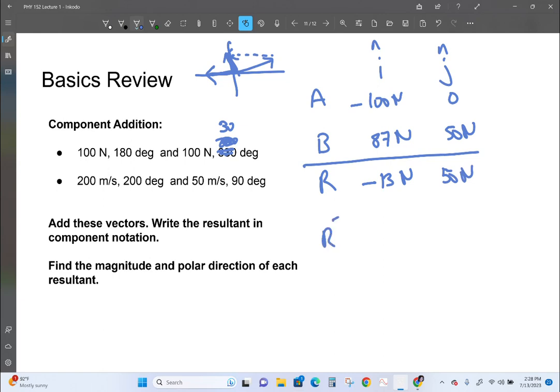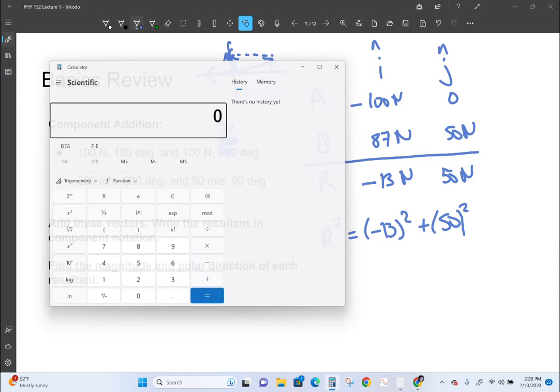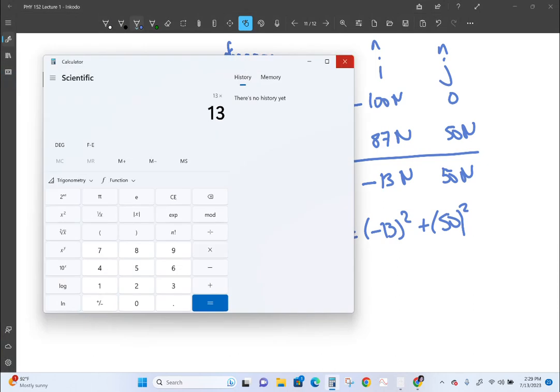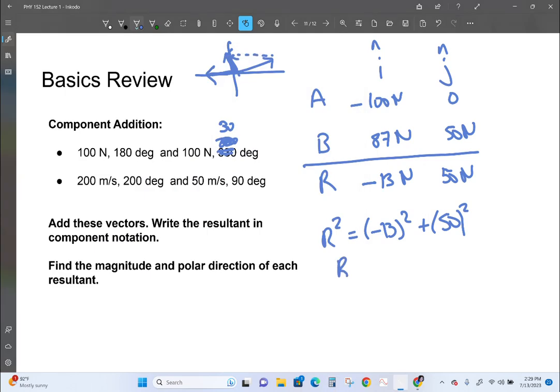So if I want to find the magnitude of that, I'm going to take negative 13 and square it, and take 50 and square it, and then take the square root. And you should get 51.7. So the resultant's 51.7 newtons.